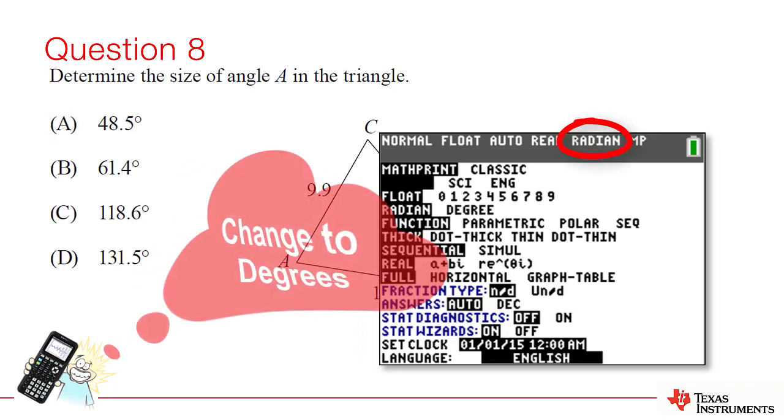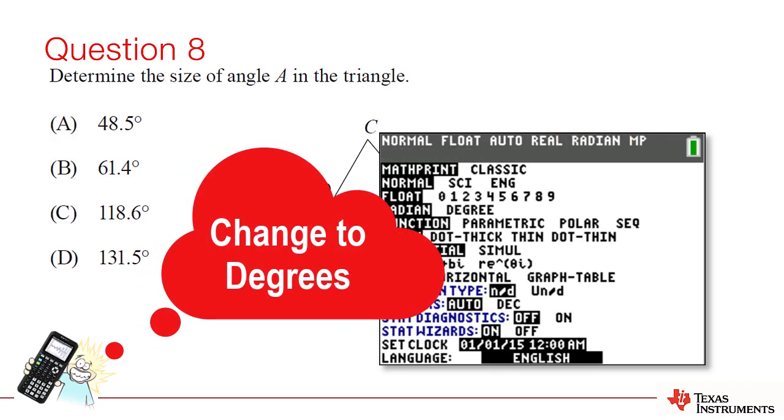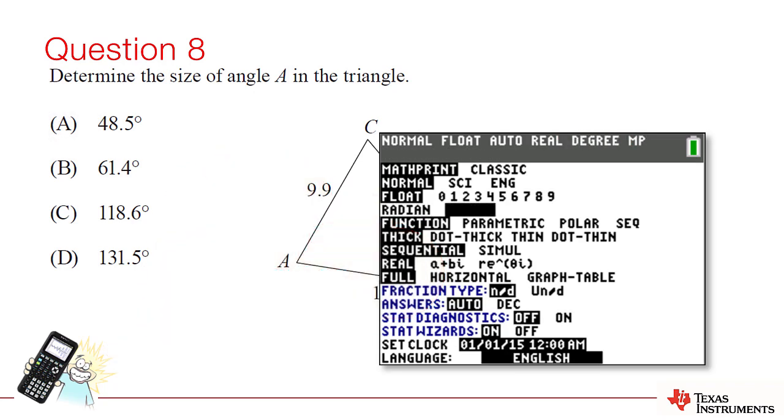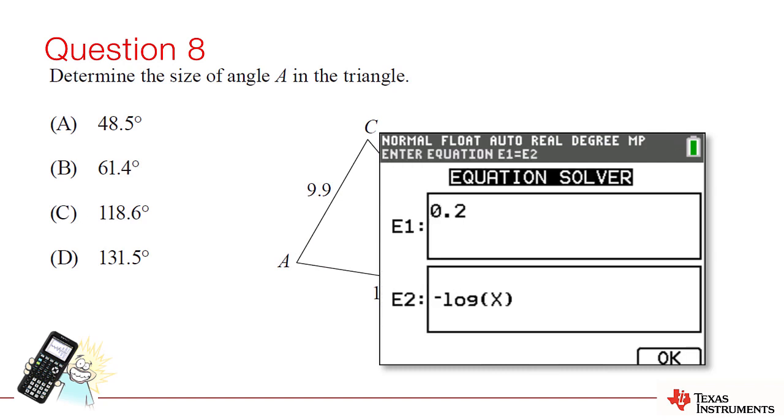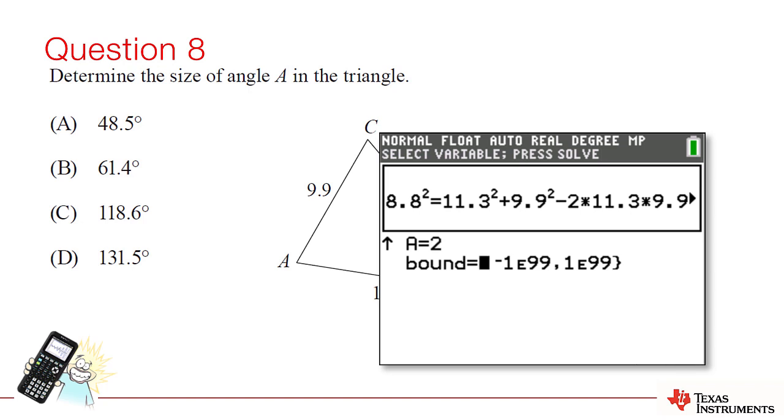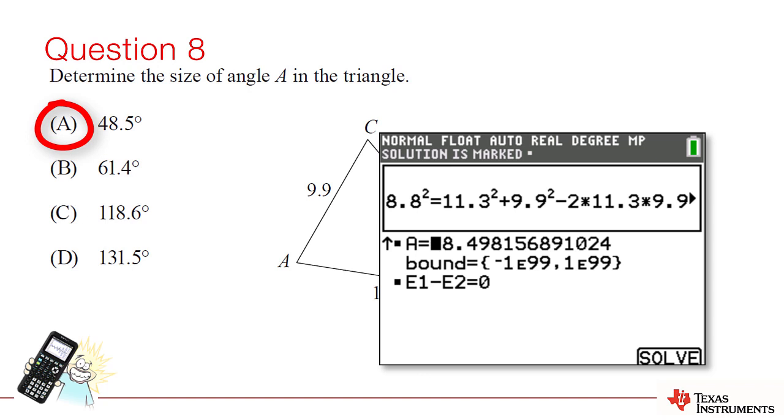If you didn't know this little fun fact about triangles, you could use the solve command in conjunction with the cosine rule. So we'll solve 8.8 squared equals 9.9 squared plus 11.3 squared minus 2 times 9.9 times 11.3 times cos of A, and solve for A. So our answer is option A.